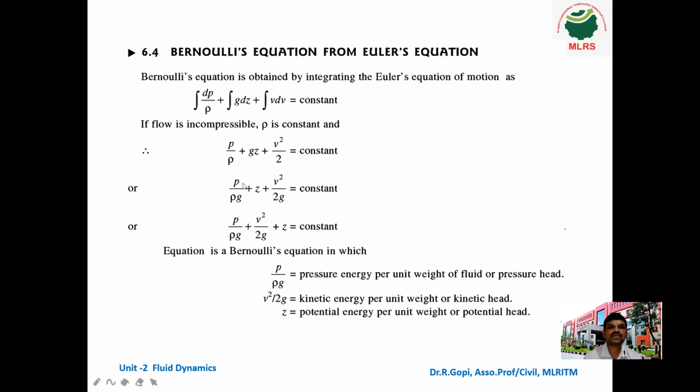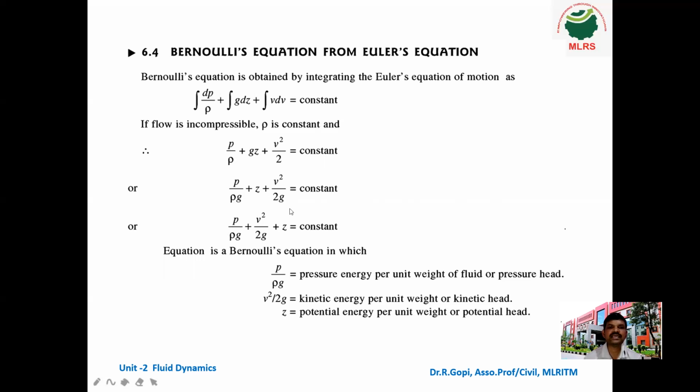Here I am dividing the equation by G, acceleration due to gravity. Now tell me what happened. P divided by rho G plus G Z divided by G. So this G gets cancelled, plus V square divided by 2G. Okay, this is the final equation.